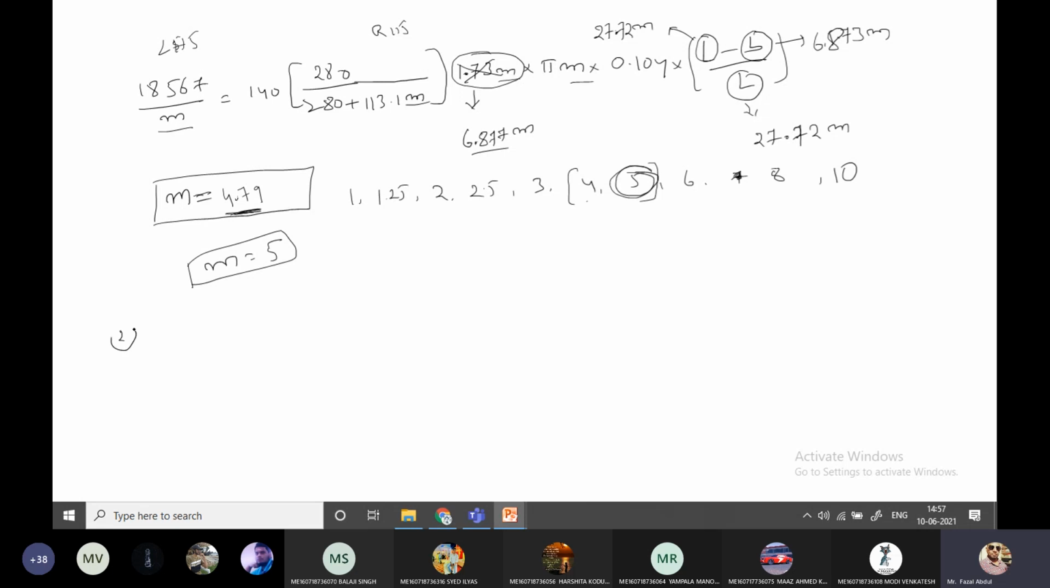Question number 2 is how much the face width. Face width is given as L by 4. So the L value, L by 4 also we did. How much is the L value? B value we got 6.877 module. The module just now we got as 5, so then the B value will be this much. Now what is the third question?